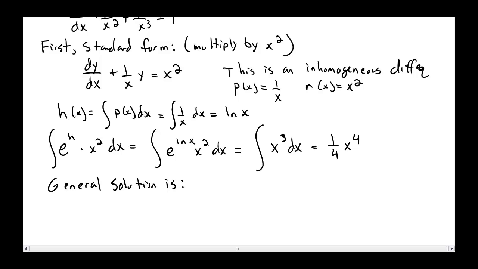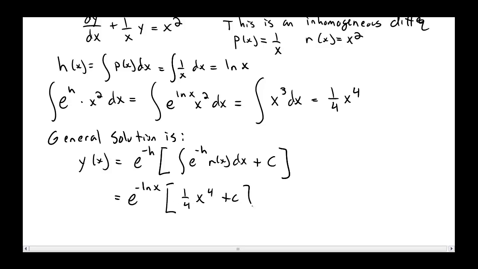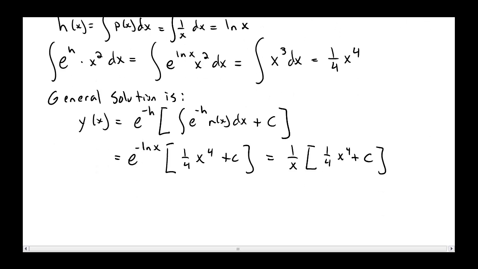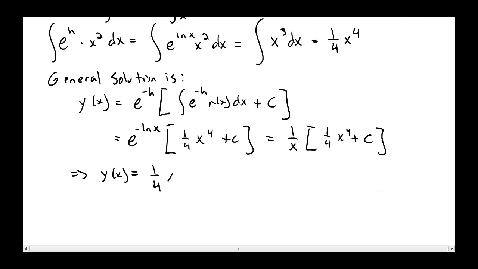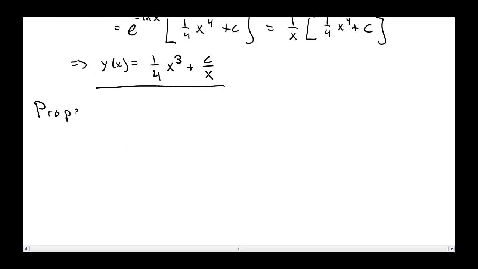So we can put these terms into the general solution, recalling that the general solution was this form. Then we get e to the minus log of x times 1/4 x to the 4 plus c. The e to the minus log of x is just 1 over x. And so the general solution is 1/4 x cubed plus c over x. That's our general solution for that particular case.